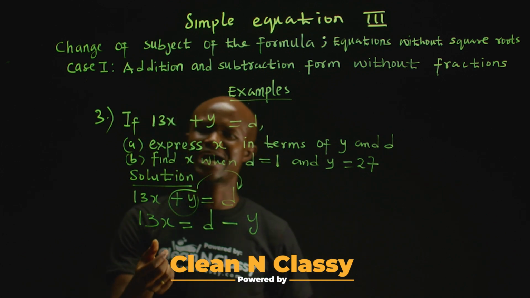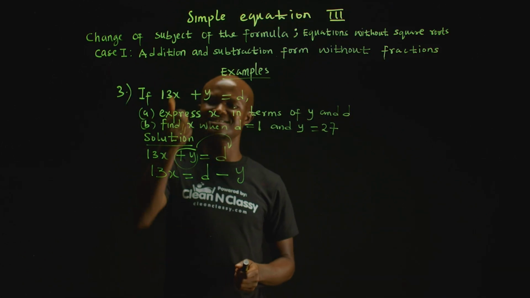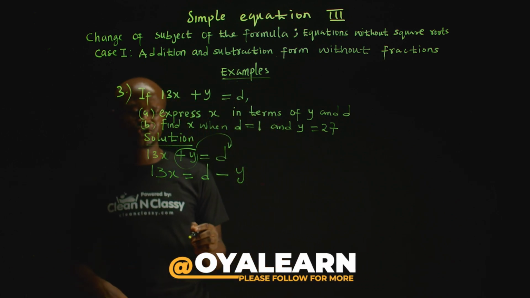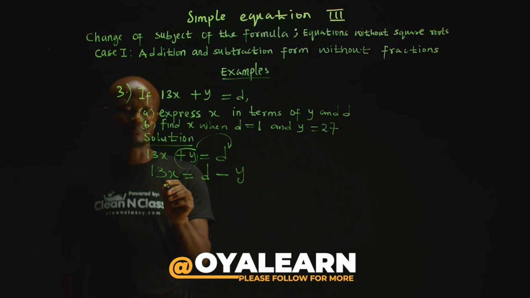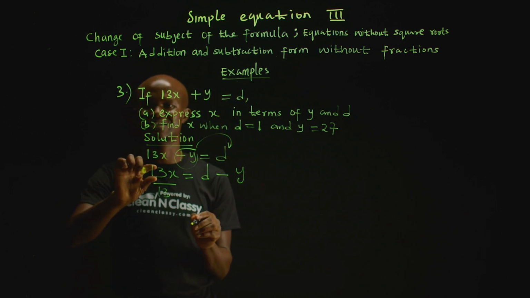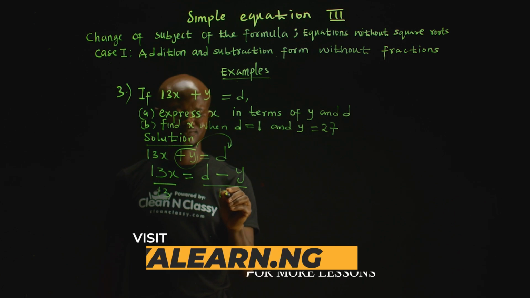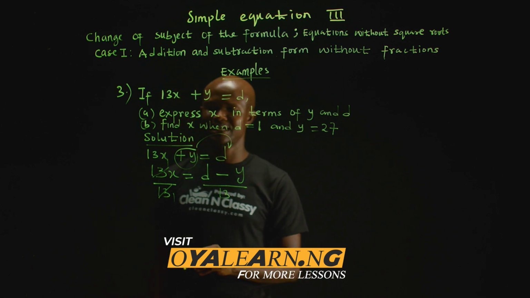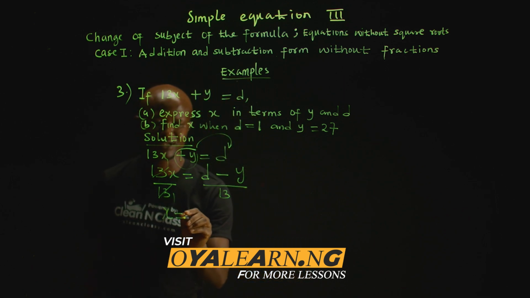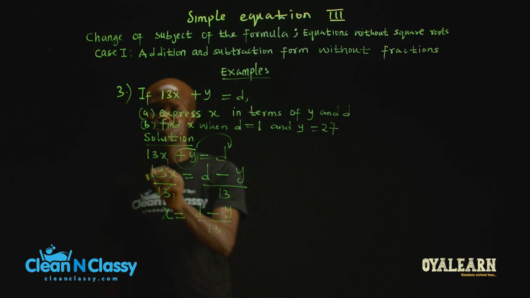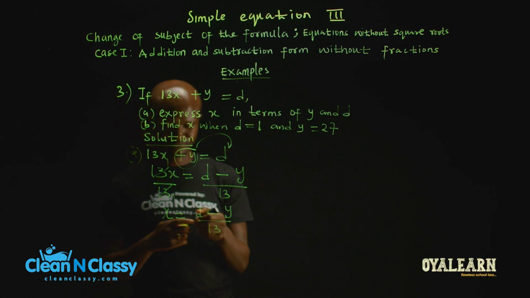Now, we are asked to make x the subject, which is the same thing as expressing x in terms of y and d. Now, what do we need to do? We need to divide both sides by 13 to remove the coefficient of x, which is 13. Now 13 here, 1, 13 here, 1. It means that x equals what now? x equals d minus y divided by 13. That is the solution to the first part of the problem.